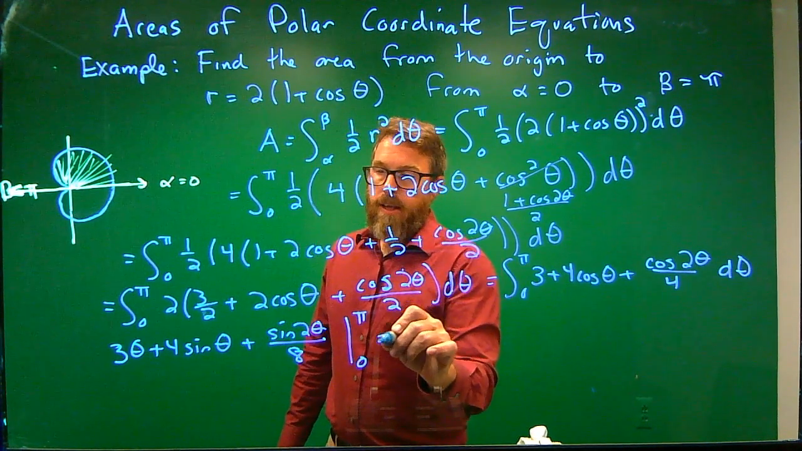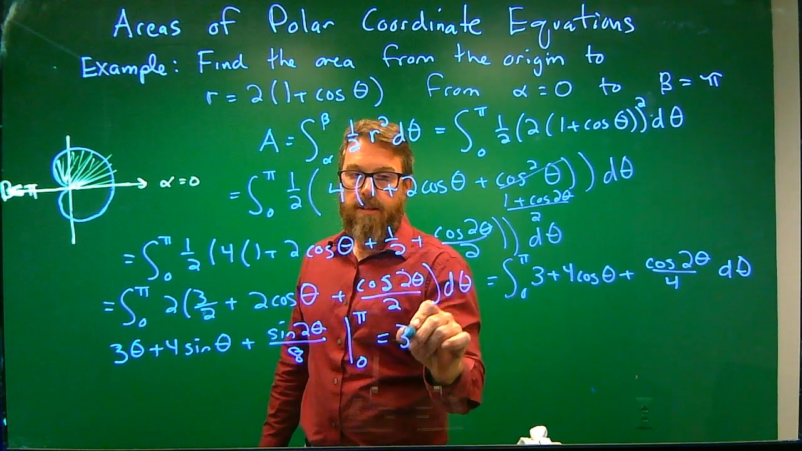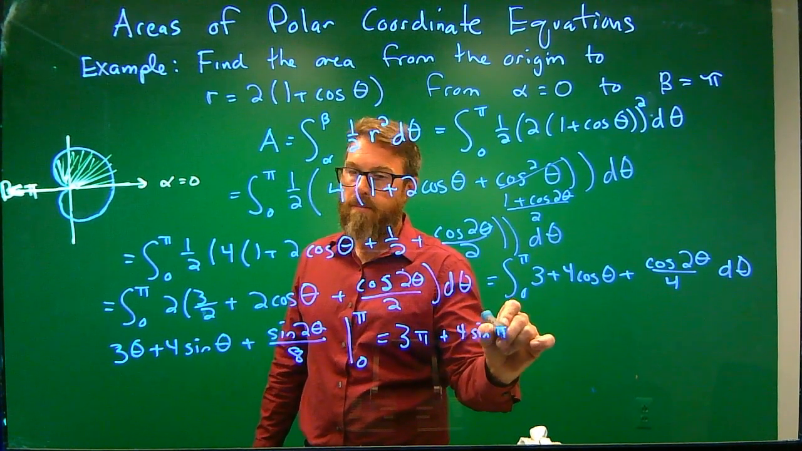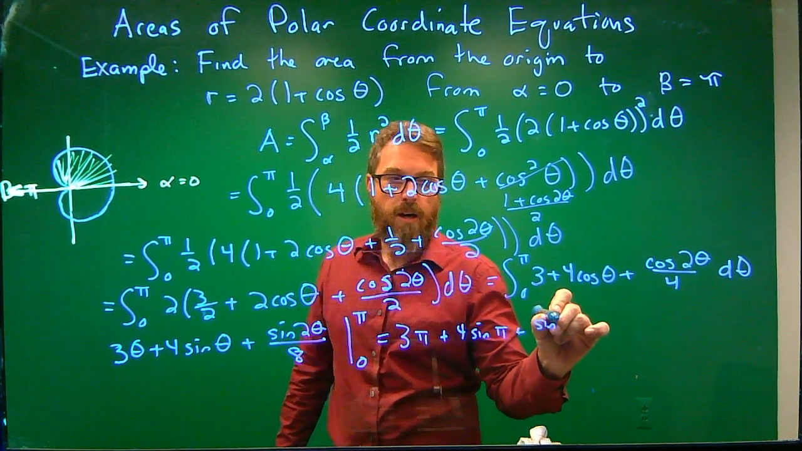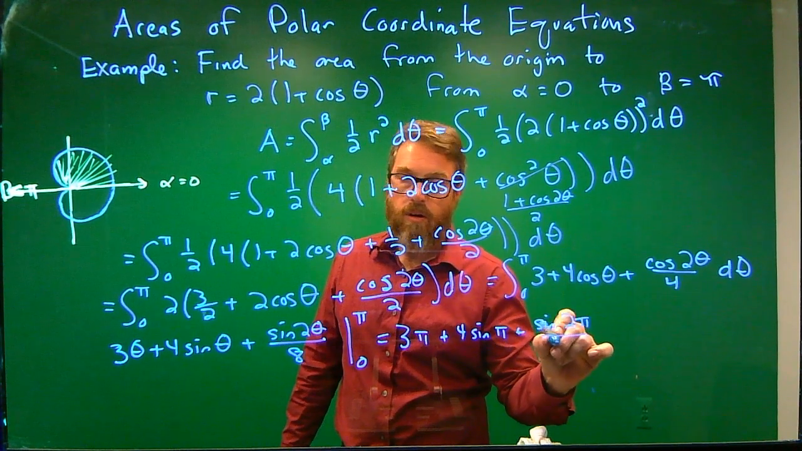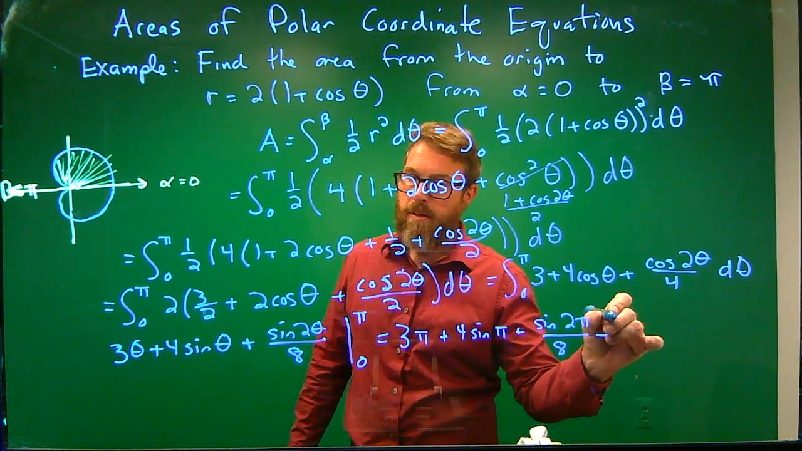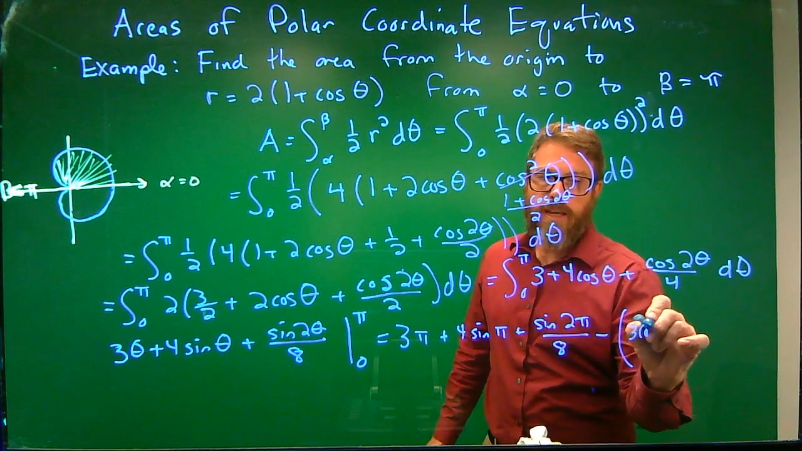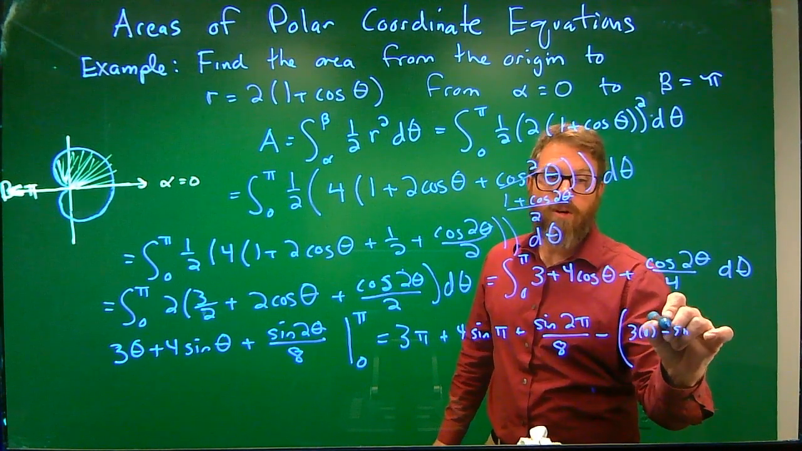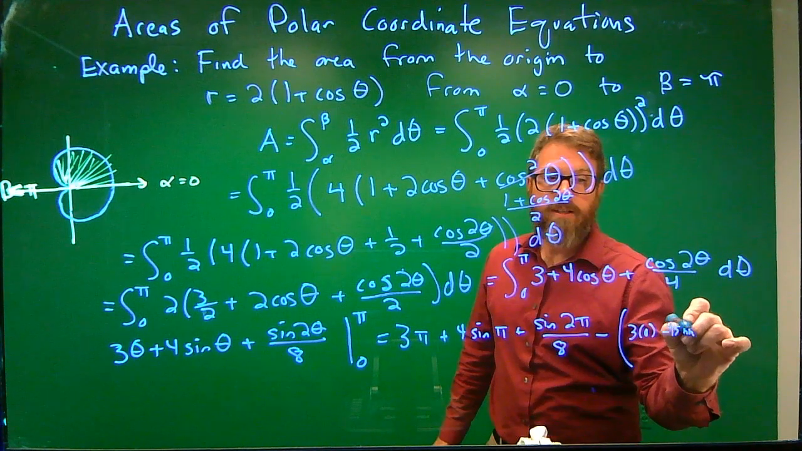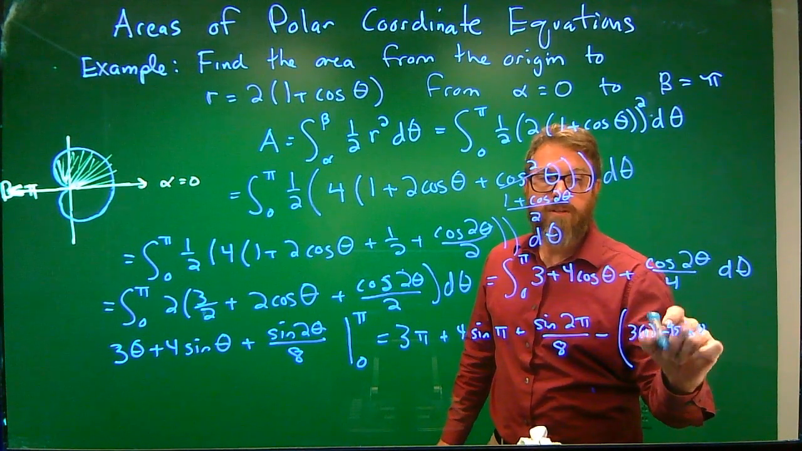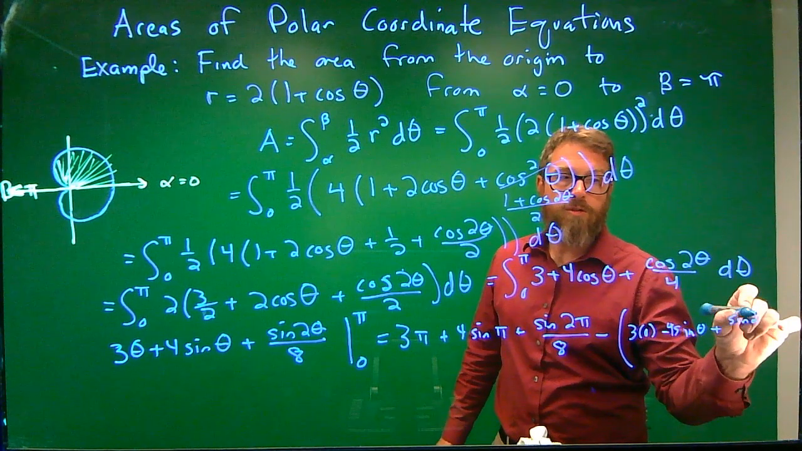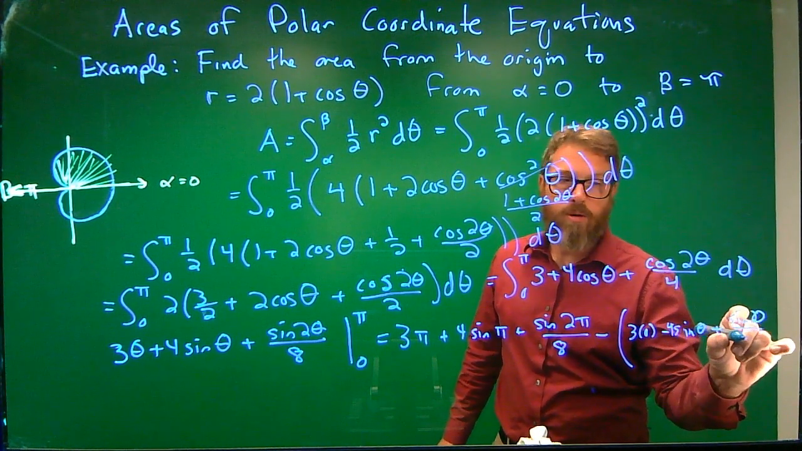So plugging everything in, 3 pi plus 4 times the sine of pi plus the sine of 2 pi all over 8 minus, now when you plug in 0, this is going to be 3 times 0 minus the 4 sine of 0, and then plus sine of 2 times 0, or just let's say the sine of 0 all over 8.